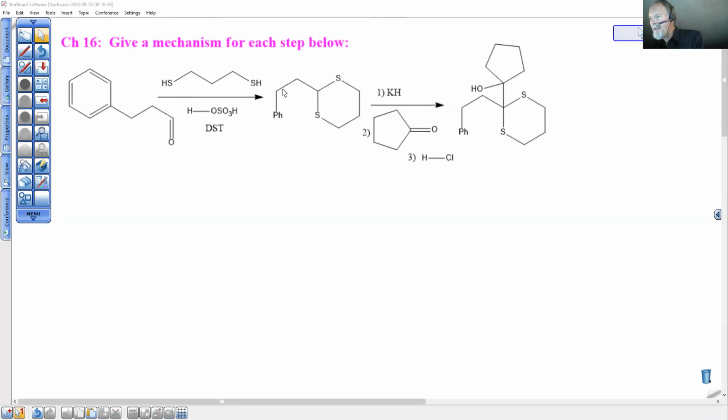Yeah, there's a phenyl here. That's no change. Phenyl CH2, phenyl CH2, CH2, CH2, alpha CH2. Carbonyl is now, it's got 2 bonds to S instead of 2 bonds to O. It's called a thioacetal.